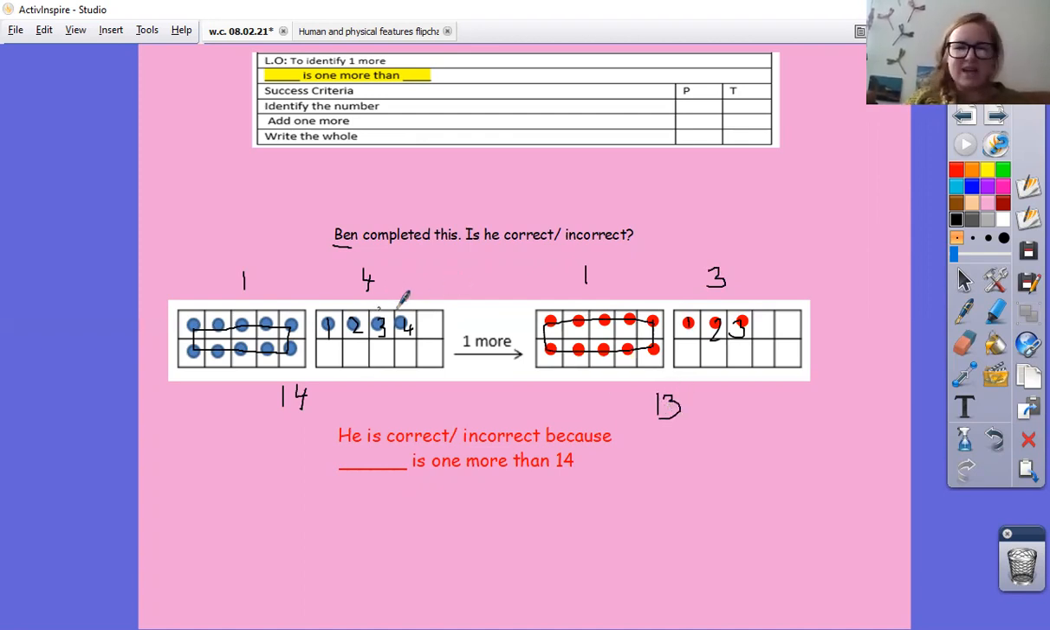So we had 4 ones here, and he's looking for one more here. How many ones should he have had? If he had 4 ones to start, and he wanted one more than 4, that is 5. So this should have been 5 ones. It should have looked like this. So is Ben correct or incorrect? Ben is incorrect, because what number is one more than 14? Let's have a look. I've corrected it now and I've got 1 ten and 5 ones. 15 is one more than 14.